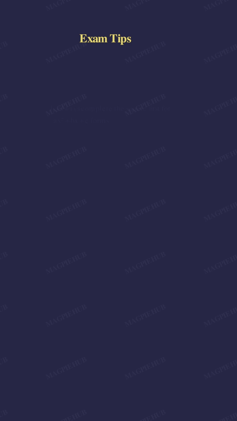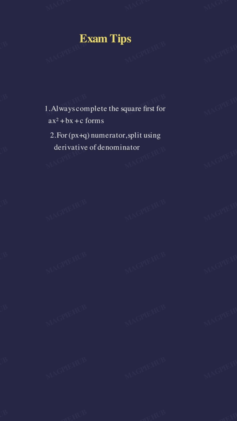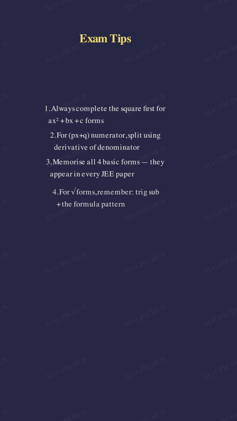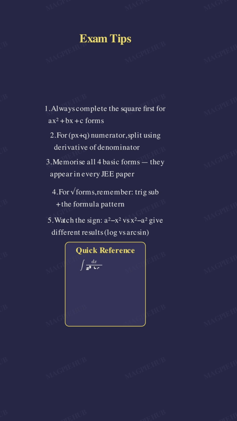Here are 5 exam tips for integration. First, always complete the square for quadratic denominator forms. Second, for px plus q numerator, split using the derivative of the denominator. Third, memorize all 4 basic standard forms, they appear in every JEE paper. Fourth, for square root forms, remember the trigonometric substitution and the formula pattern. Fifth, watch the sign carefully, a squared minus x squared gives a different result than x squared minus a squared. Keep this quick reference card handy.